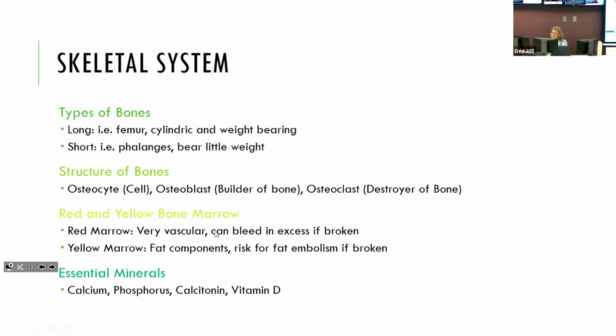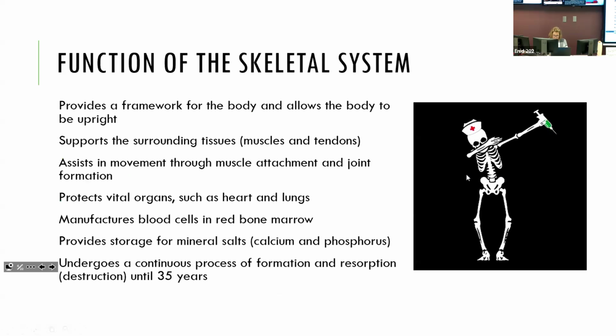So the essential minerals for the skeletal system are calcium, phosphorus, calcitonin, and vitamin D. One of the things we want to really focus on that's going to come up a lot with questions is that you have to have vitamin D to absorb calcium. So that's why a lot of times you see those two things ordered together. Just get that in your head now because it'll come up more.